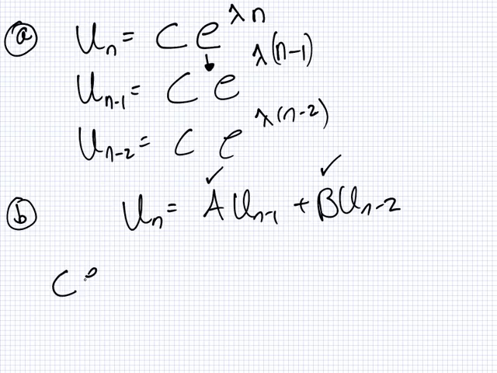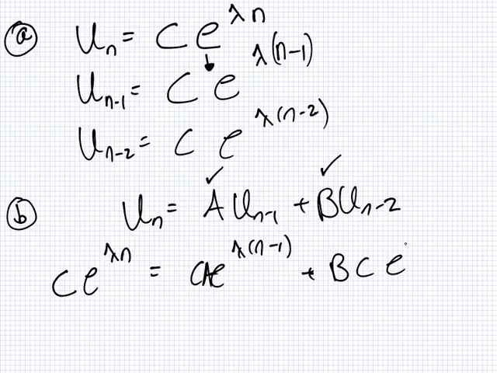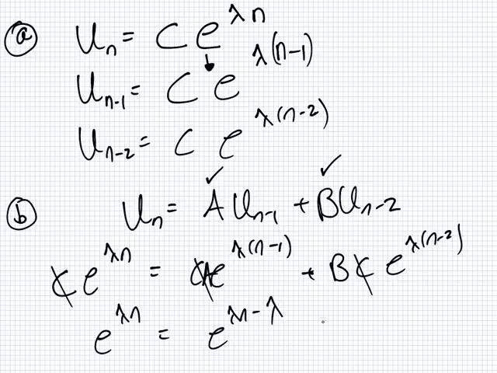So you have C e^(λn) equals A C e^(λ(n-1)) plus B C e^(λ(n-2)). But I can cancel those C's out. So I get e^(λn) equals A e^(λn-λ) plus B e^(λn-2λ).